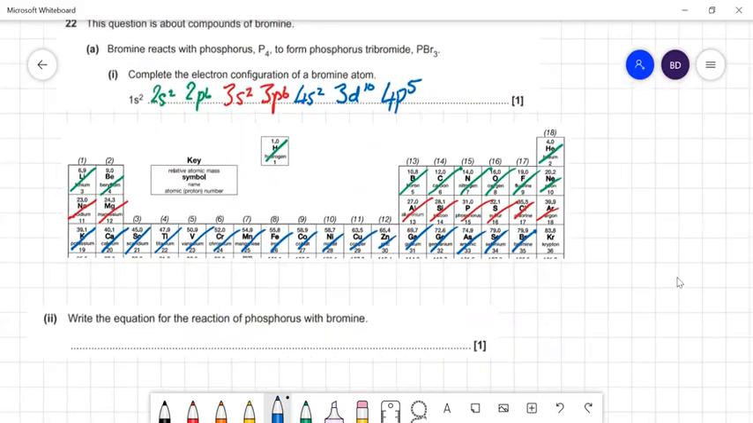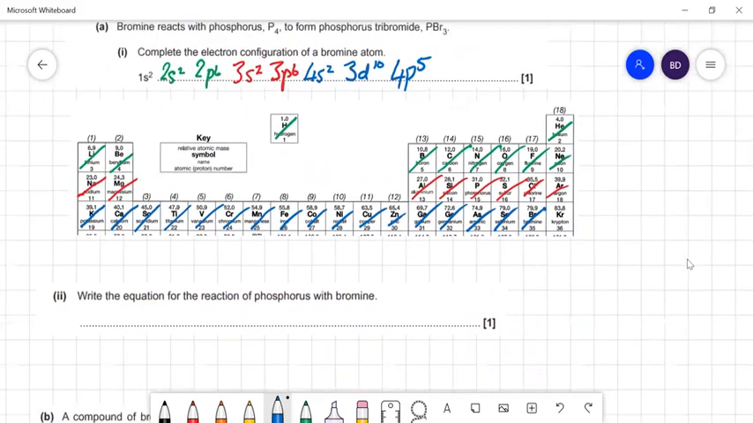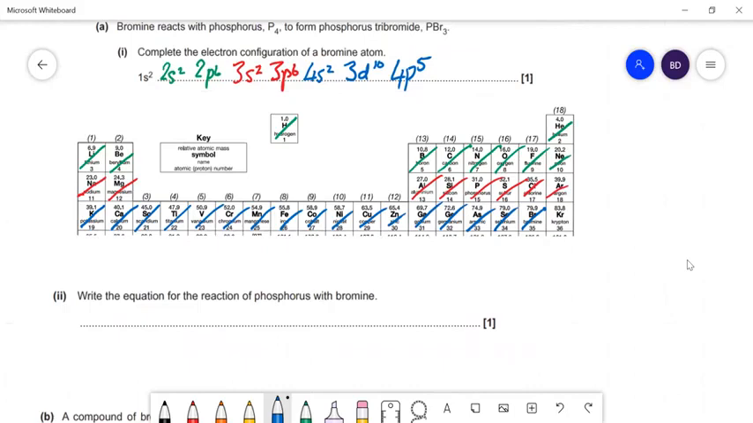Equation for the reaction of phosphorus with bromine. So we're going to get P4 plus Br2, and it's going to react to form PBr3. So we need to balance that by putting a 4 there. That means we need 12 bromine atoms. So that means we need to put a 6 in front of our Br2.